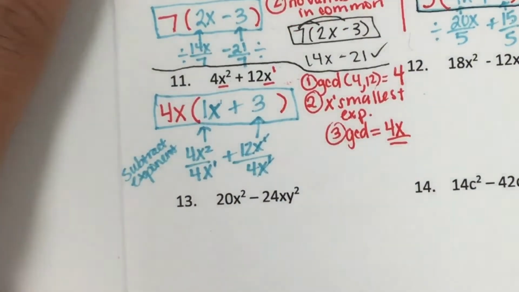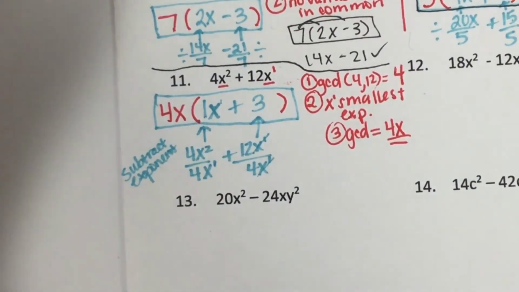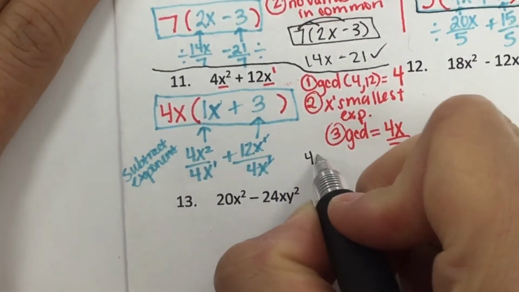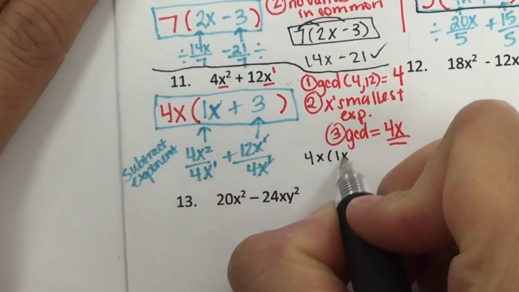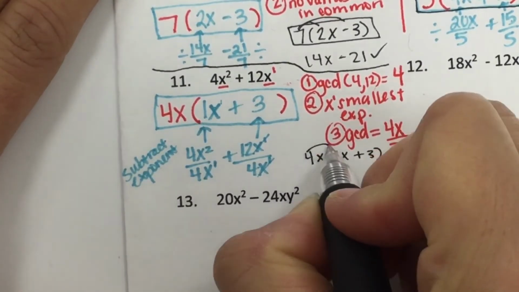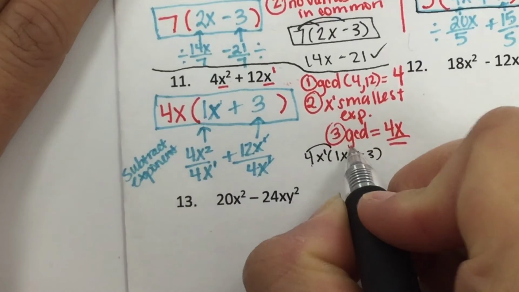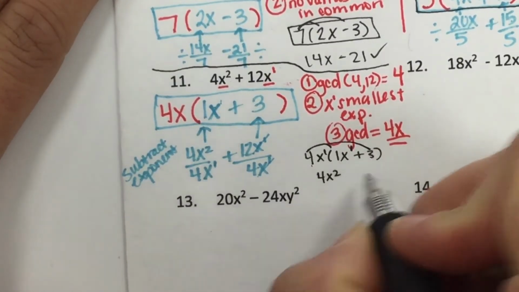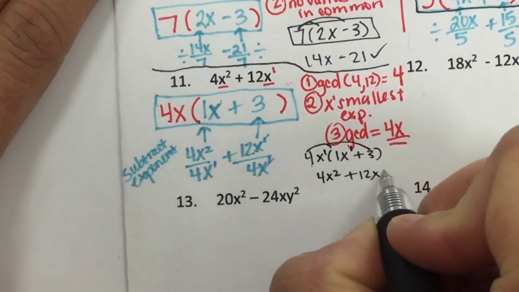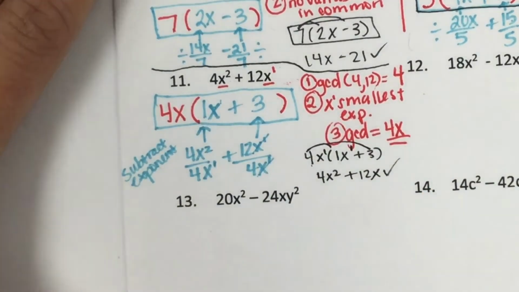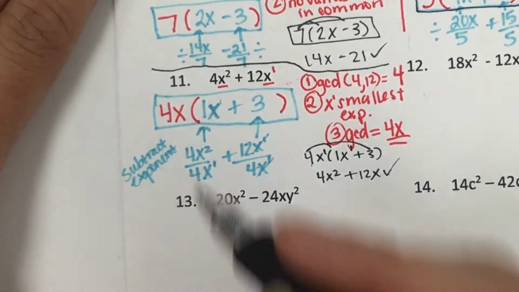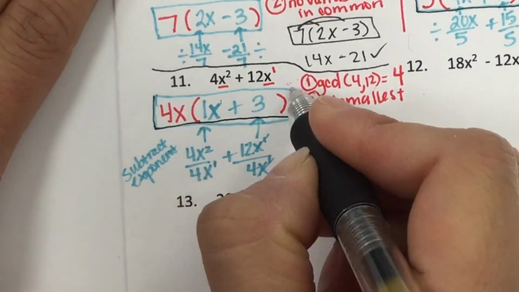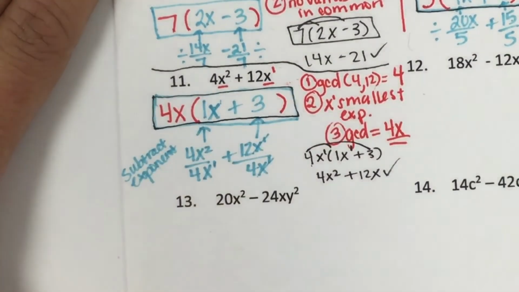If you want to check to make sure that's correct, you would multiply that out. So if you take 4x times 1x plus 3 and multiply, 4x times x to the first is 4x squared. 4x times 3 is plus 12x. So when you multiply that out, it's correct. So this is your answer: 4x parentheses 1x plus 3.